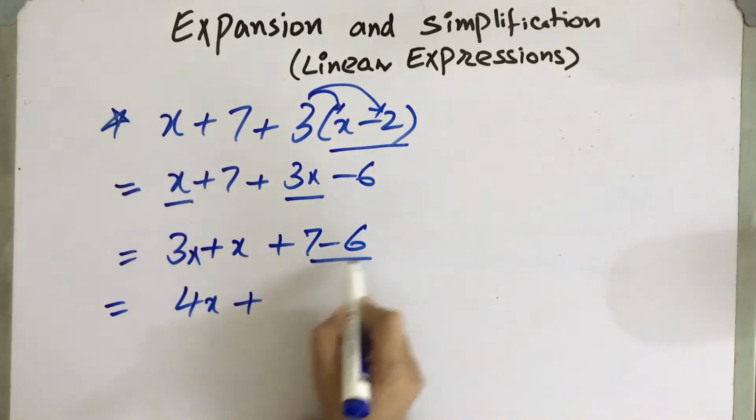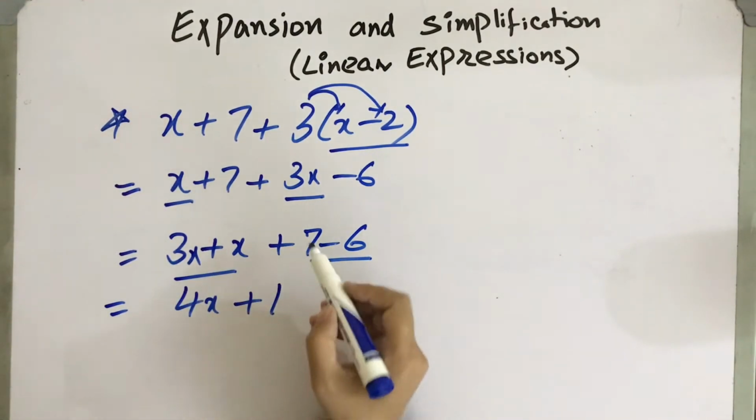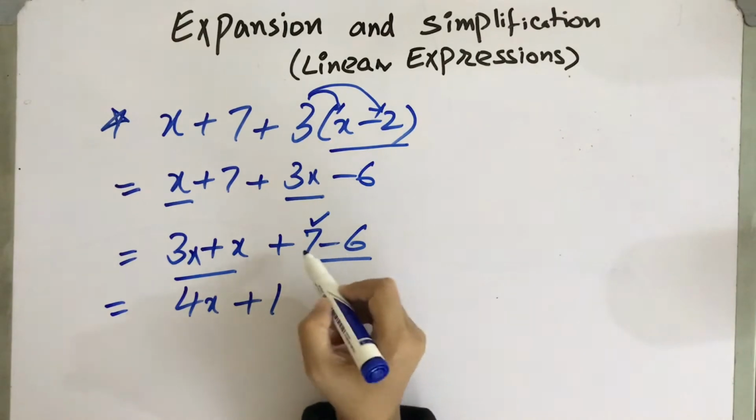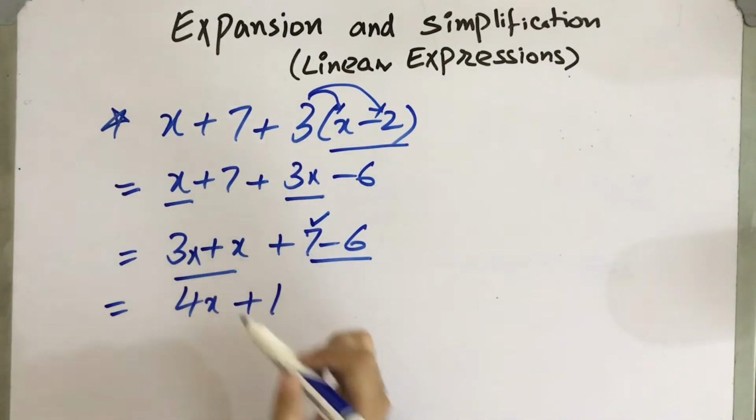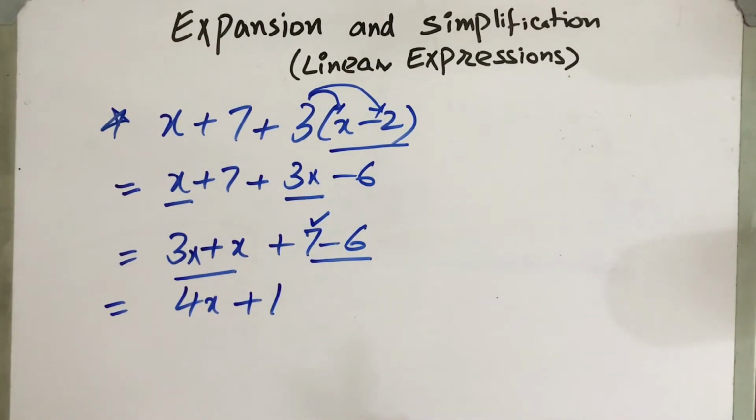7 minus 6 will give us 1, that is positive 1, as 7 is bigger. So 7 minus 6 is positive 1, and 3x and x both are positive, so we shall have 4x.